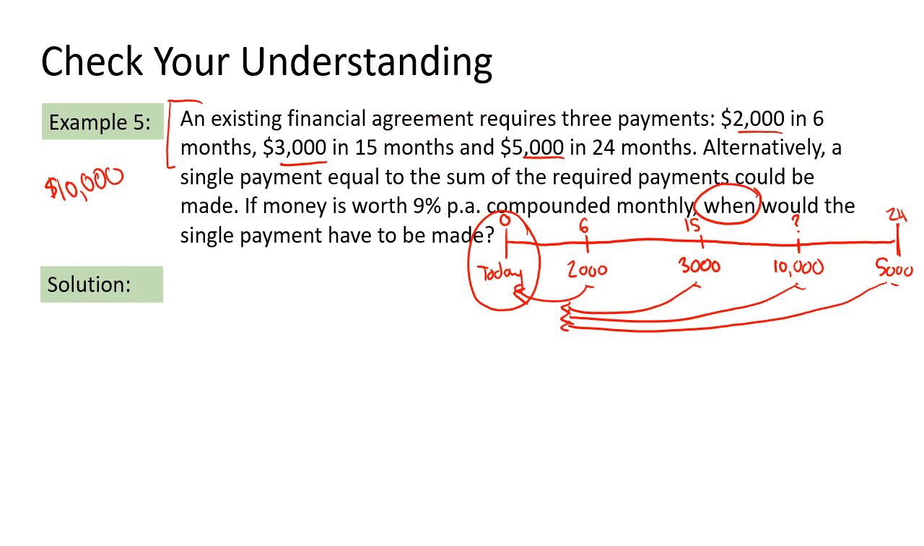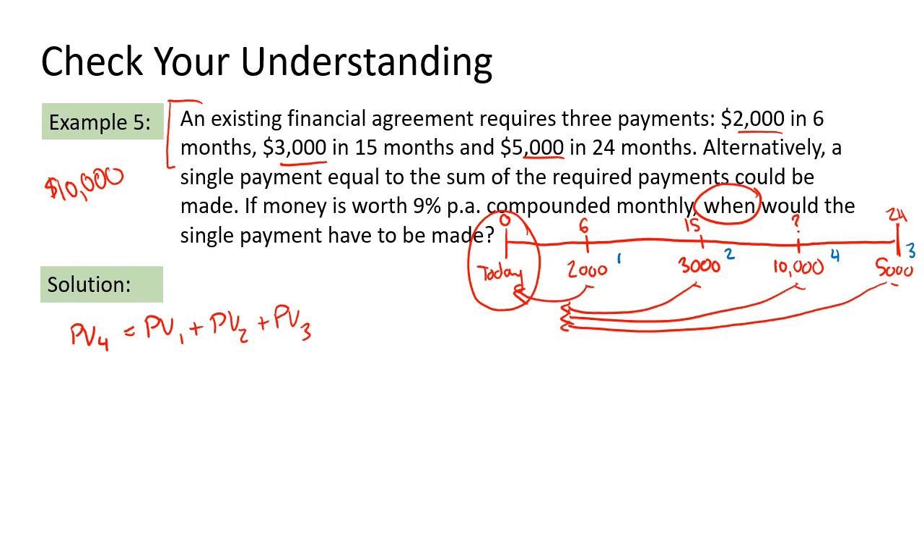All right, so I'm going to change colors here. I'm going to call this payment 1, payment 2, payment 3, the 2,000, 3,000, and 5,000. And then our single payment, I'm going to call it number 4. All right, so if we write this as an equation, we have the present value for our large one-time payment, which was number 4, has to be equal to the present value of the 3 payments you were going to make, right?